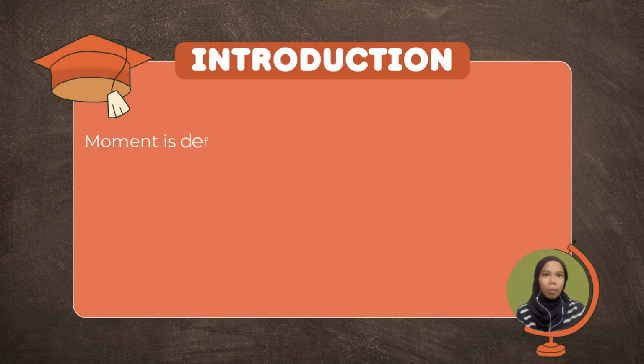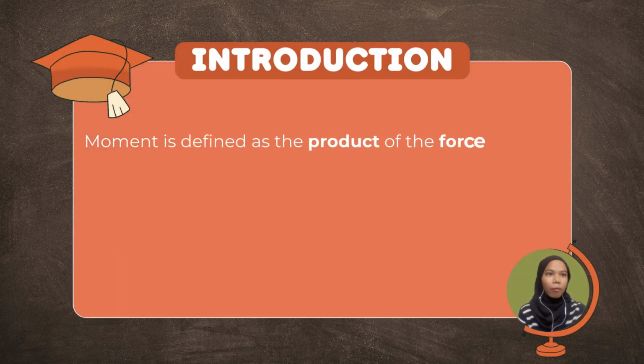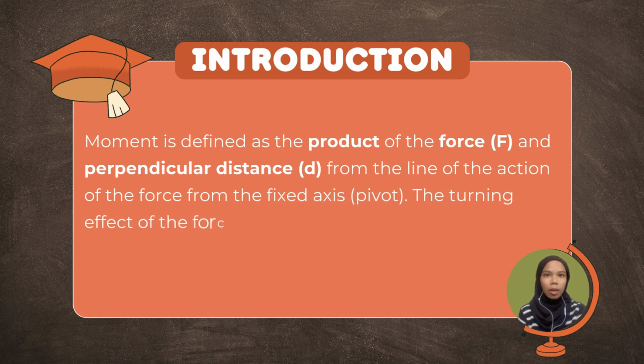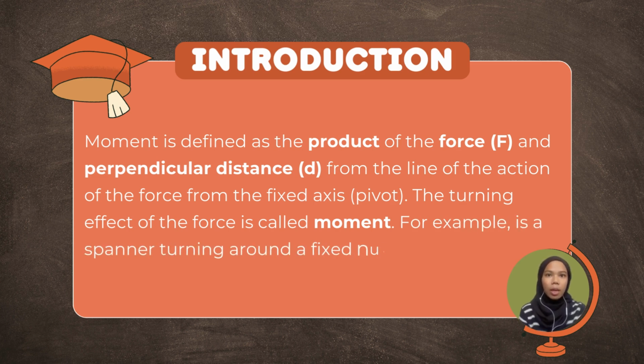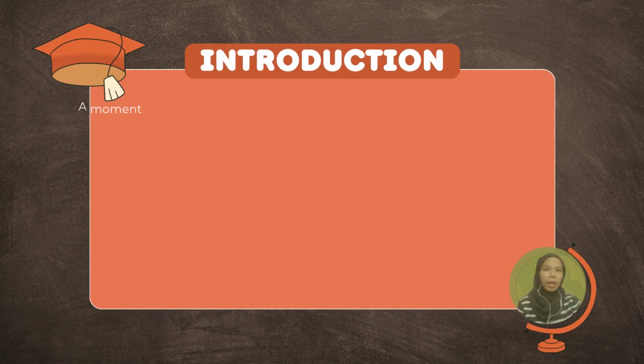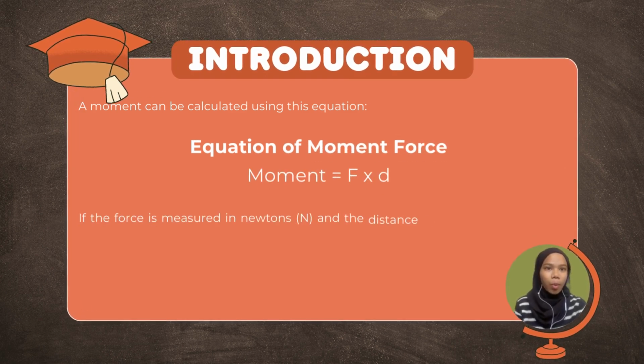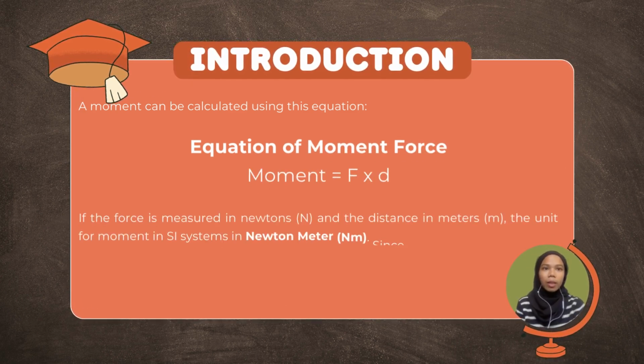Moment of force. Moment is defined as the product of the force F and the perpendicular distance D from the line of action of the force to the fixed axis. The turning effect of the force is called moment, for example, a spanner turning around a fixed nut. A moment can be calculated using this equation. Equation of moment of force: moment equals F multiplied by D.